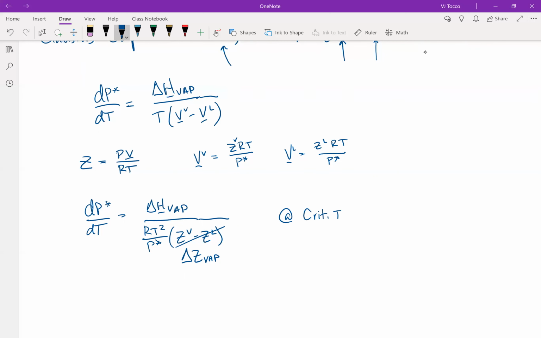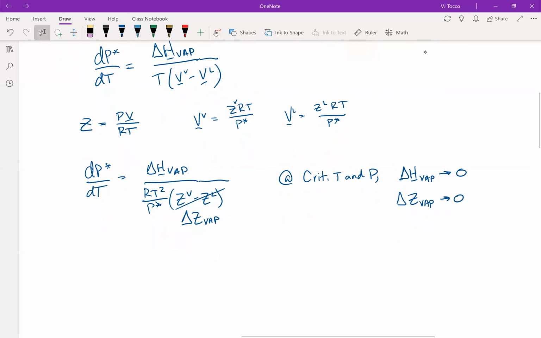so at critical T and P, we can say that the enthalpy of vaporization goes to 0. And that makes sense, right? There is no enthalpy of vaporization beyond the critical point because there is no more phase change. The substance doesn't exist as a vapor or a liquid anymore. It's just supercritical fluid, and they're indistinguishable. So therefore, there is no enthalpy of vaporization. And because they're indistinguishable, we can also say that the change in the compressibility factor upon vaporization also goes to 0 at the critical point.